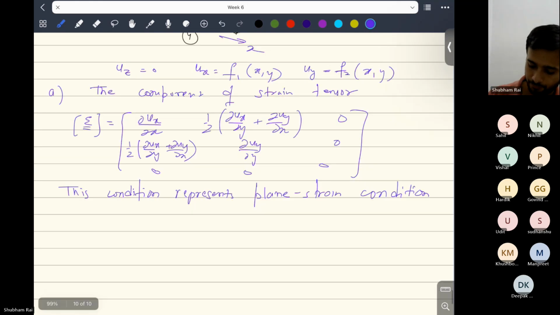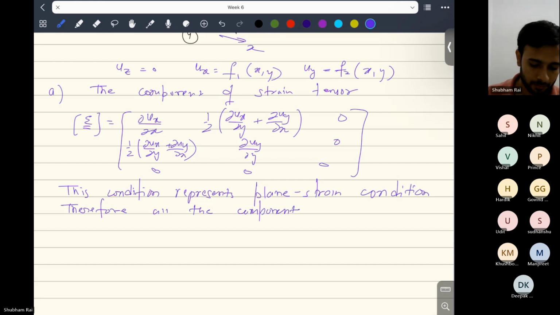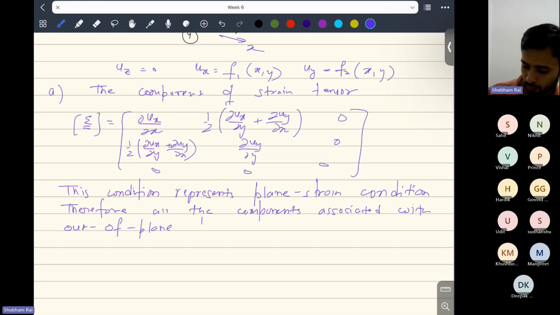Therefore, all out of plane components, all the components associated with out of plane directions are zero.